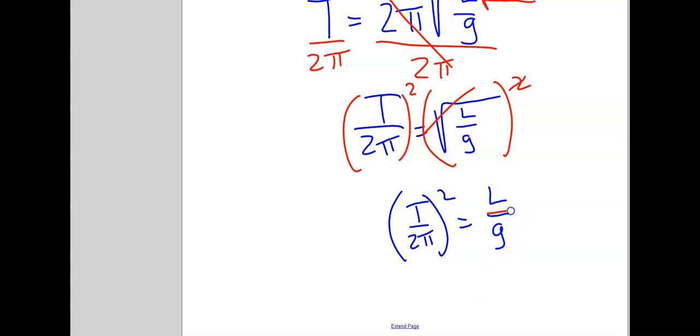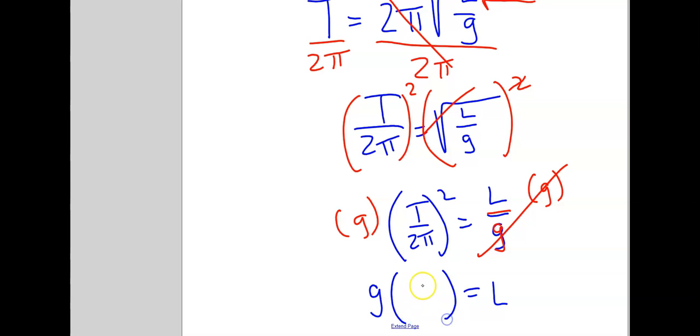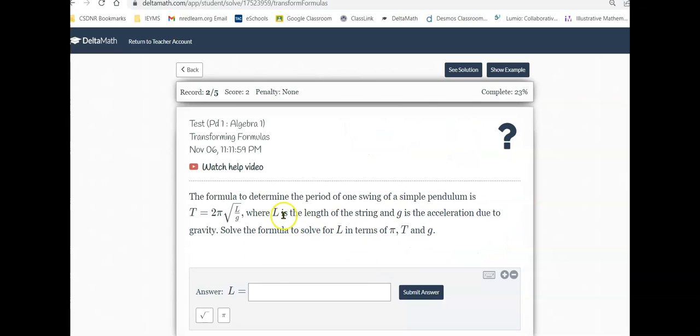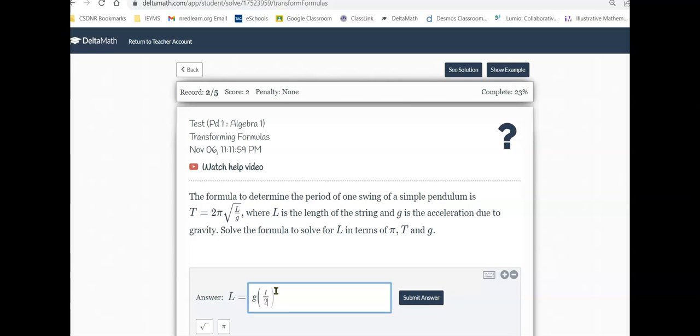Now to get rid of a denominator of dividing by G, I need to multiply both sides by G, and that's my final answer. L is equal to G times this large quantity. So the G is not squared, the t over 2 pi is. So G times the quantity t over 2 pi, the whole quantity, so I got to arrow out, squared.